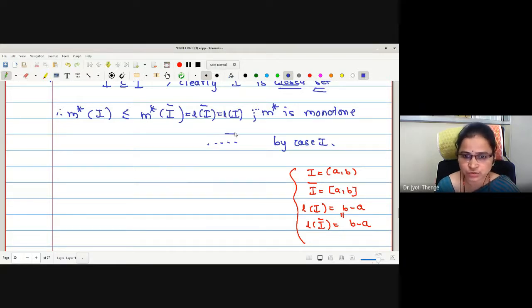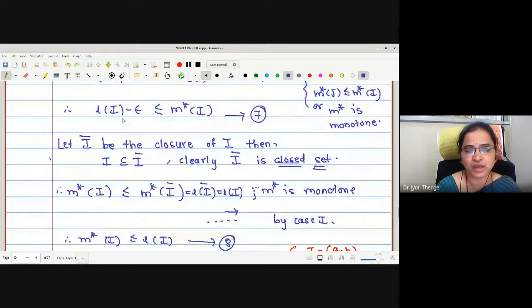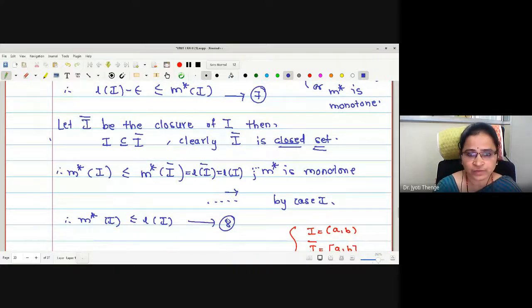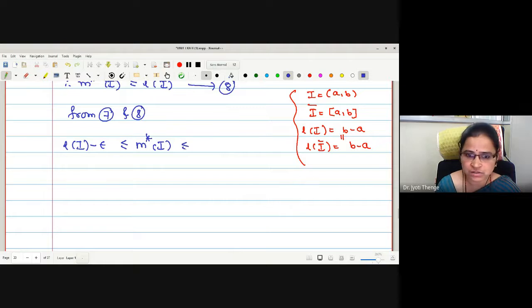Now, let me call this 8C. So before that I'll write m star of I is less than or equals to L of I, and this I'll call 8. Now look at our 7: L of I minus epsilon is less than or equals to m star of I, and m star of I is less than or equal to L of I. Therefore if I combine both 7 and 8, what inequality will I get? L of I minus epsilon less than or equals to m star of I less than or equals to L of I. This is what we have obtained.